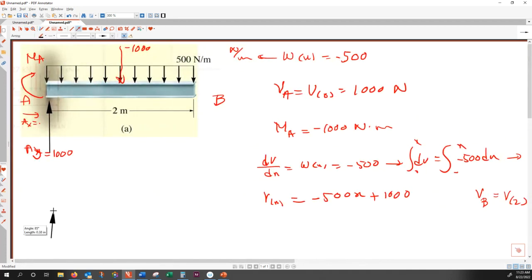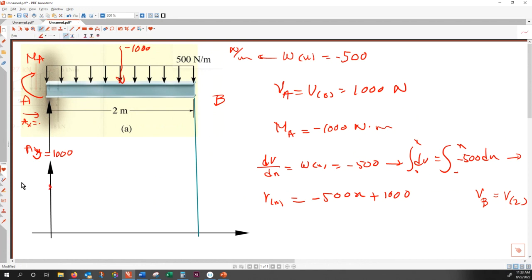So I think we are ready to plot the variation of V of x with x. So the starting point is 1000 Newton and the end point is 0, right? And then how does it change? It changes linearly between. So we managed to plot V of x versus x. This is the first part of the question.